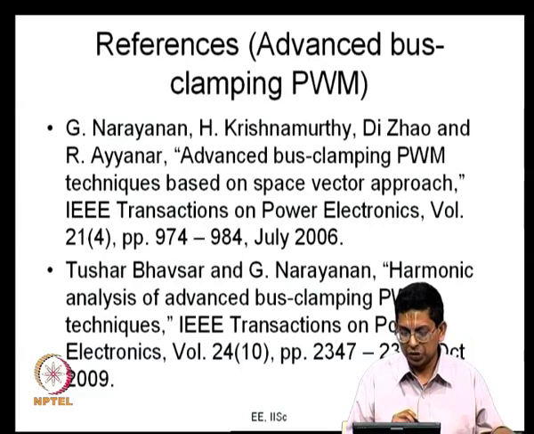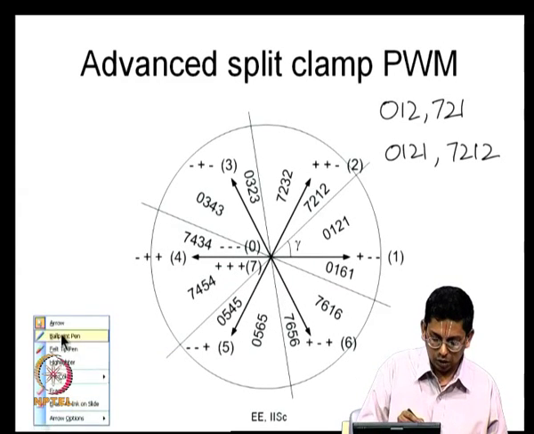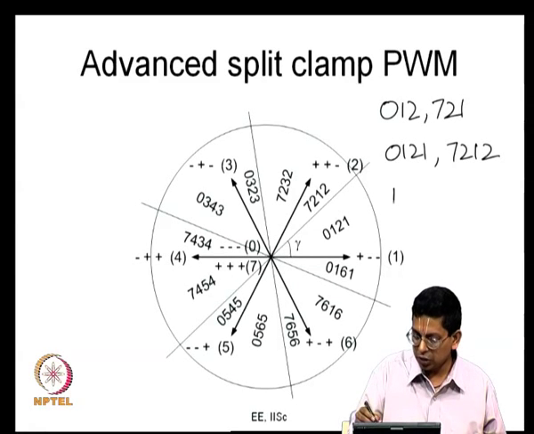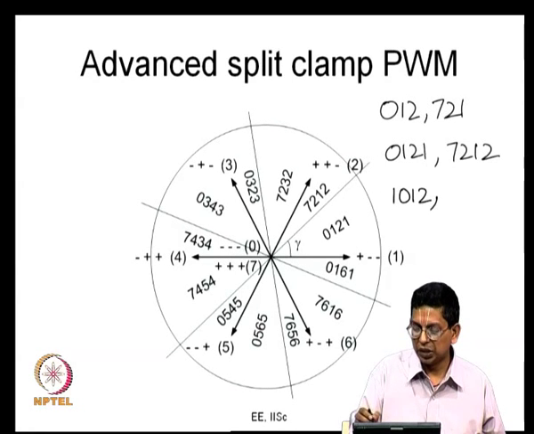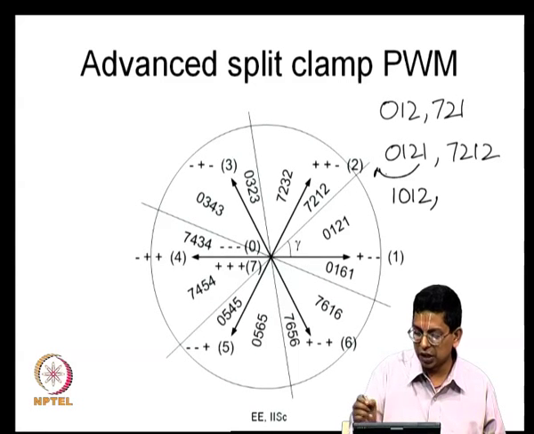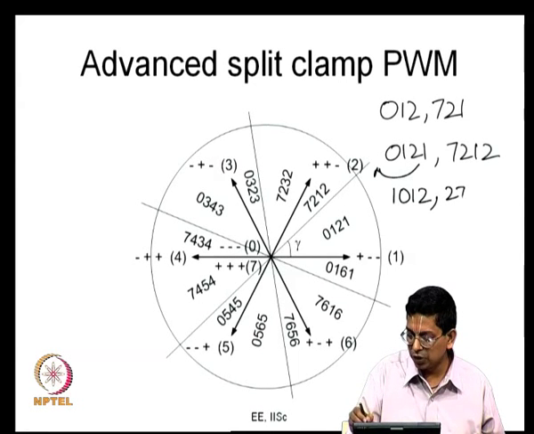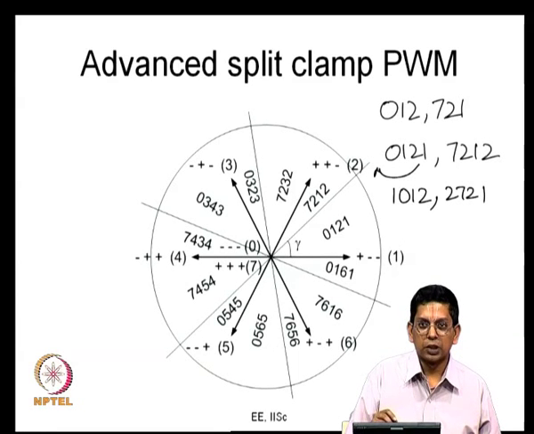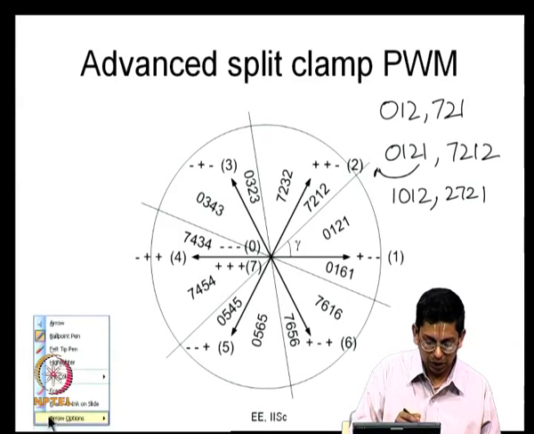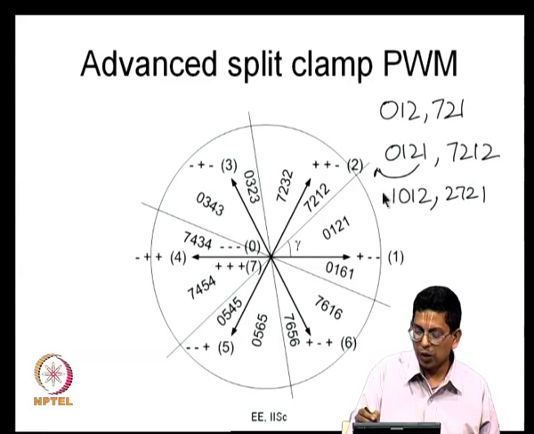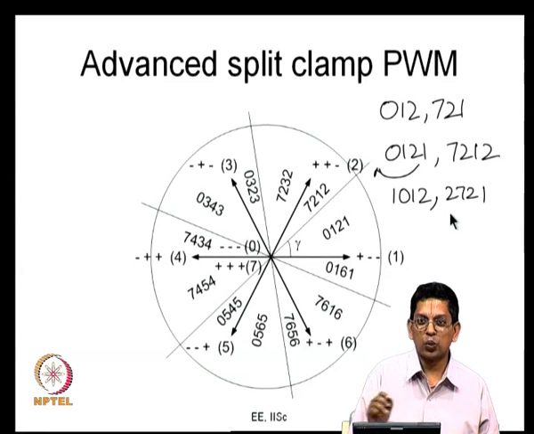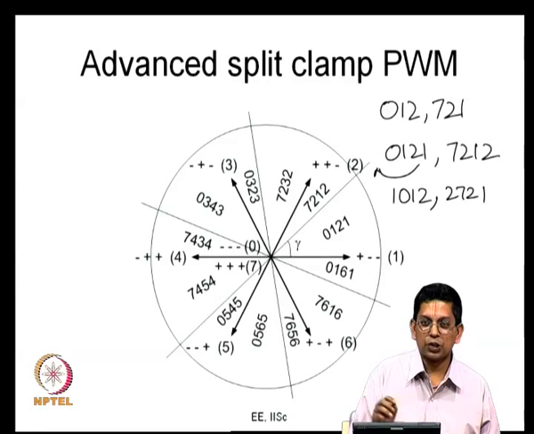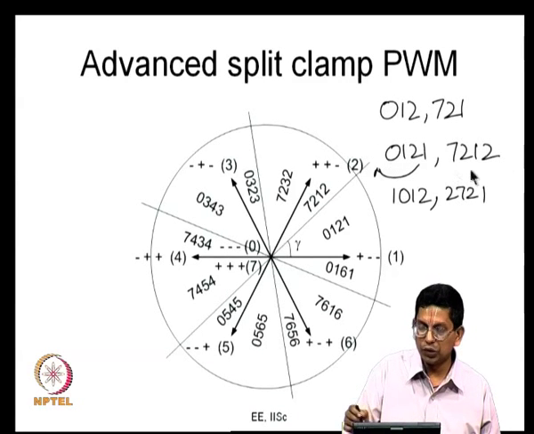These are not the only sequences, though I am not talking about the others right now. There are also two other sequences. I can also apply a sequence called 1012, that is I am shifting this 1 earlier, and I can apply a sequence like 2721. In 1012 I am applying active state 1 for T1 by 2 seconds, and null vector for Tz seconds, active state 1 for T1 by 2 seconds again, and active vector 2 for T2 seconds. So, 1012 is also possible. The same way 2721 is also possible. In this particular lecture on advanced bus clamping PWM method, I have chosen to restrict myself to these two.